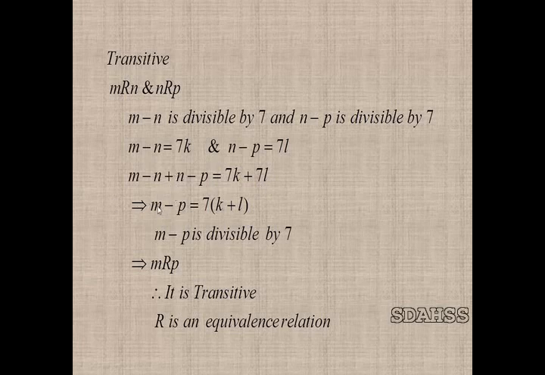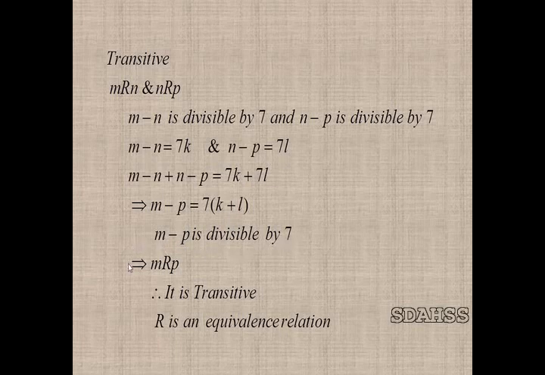So you have m minus p is equal to, here 7 is common, so take it outside. So you have 7 into k plus l. 7 into k plus l means what? It is a multiple of 7. It is divisible. M minus p is divisible by 7.